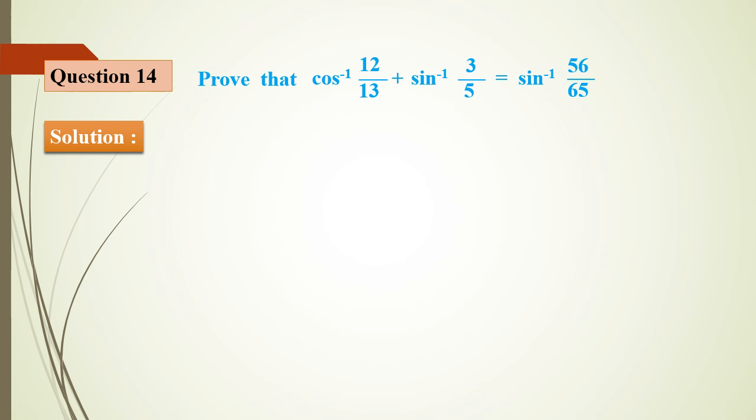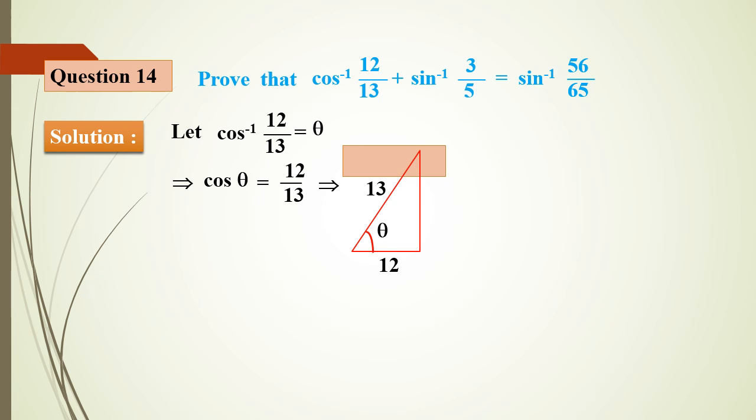Again in this question, prove that cos inverse 12 by 13 plus sin inverse 3 by 5 equals sin inverse of 56 divided by 65. Okay, now consider cos inverse 12 by 13 equal to theta. Next, cos theta equals 12 by 13.